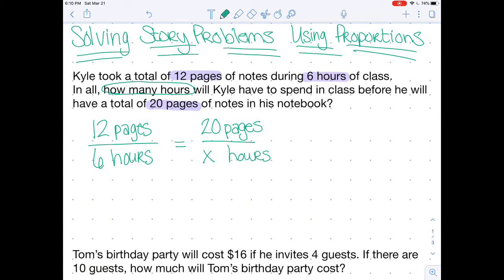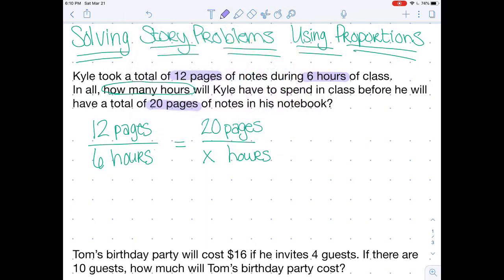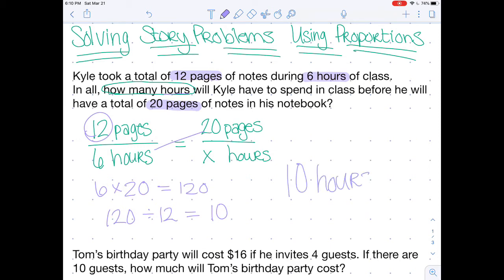Now I have a proportion that I can use to solve my problem. So I'm going to do 6 hours times 20 pages, cross multiply, and we get 120. And then I'm going to divide by the 12 pages that are across from the hours. So 120 divided by 12 gets us 10. So it's going to take 10 hours of class for Kyle to have 20 pages of notes.